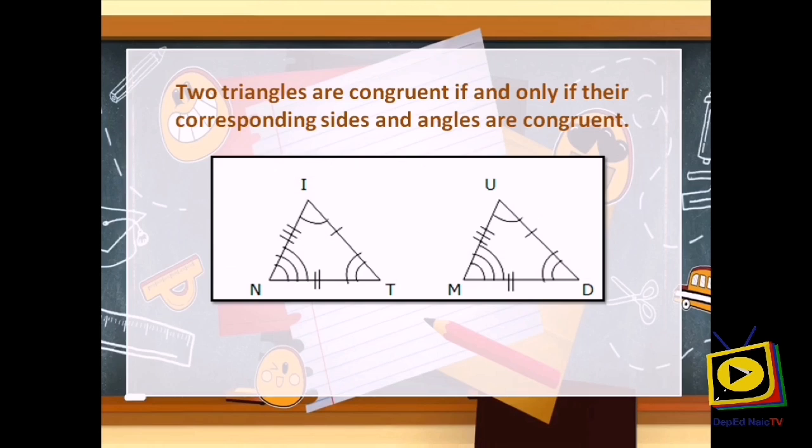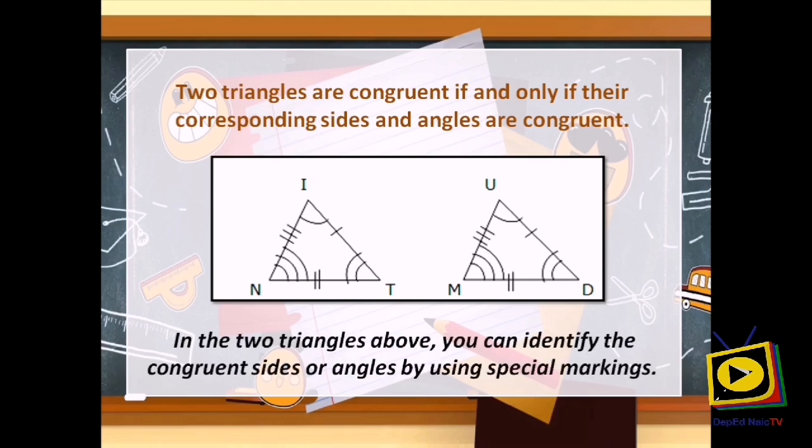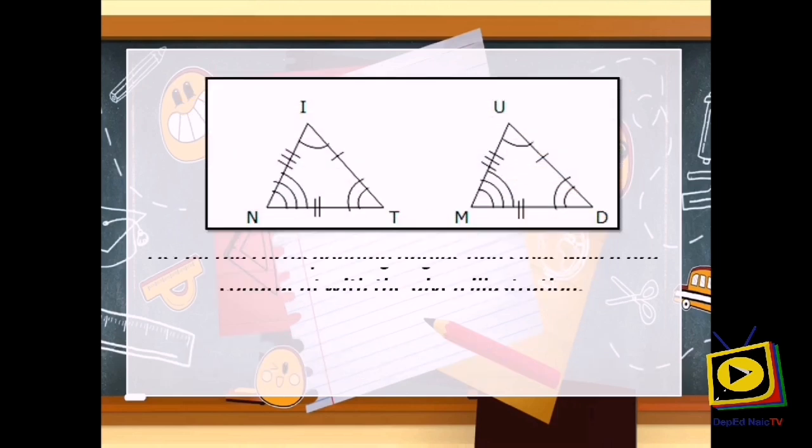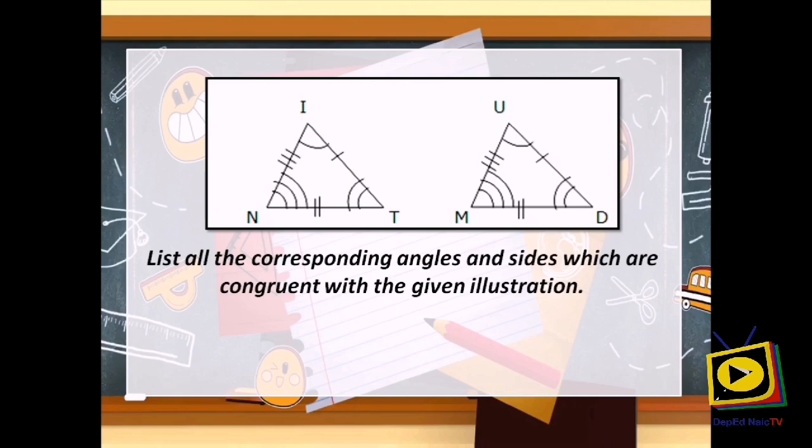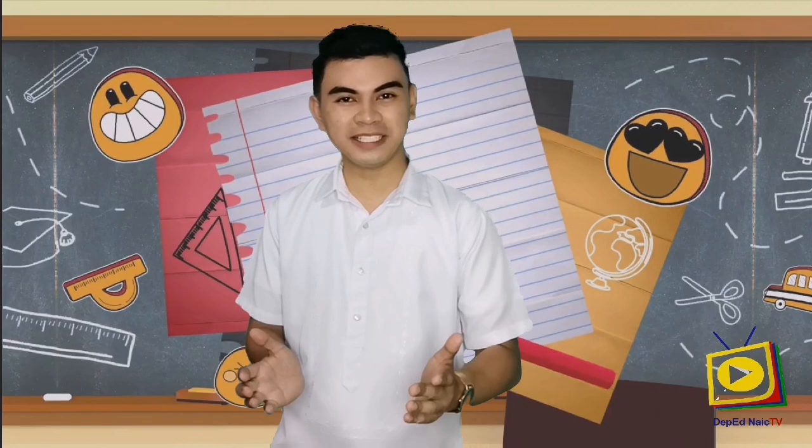So let's have triangle NIT and triangle MUD. So as you have observed in the two triangles above, you can identify the congruent sides or angles by using special markings. So we have special markings for sides and we have special markings for angles. So can you list all the corresponding angles and sides which are congruent with the given illustration? So write your answer on a piece of paper. Would you be able to list all the angles and sides which are congruent with the given illustration?